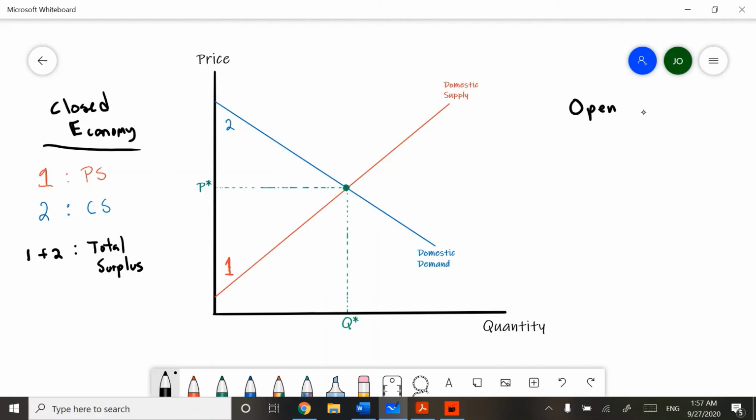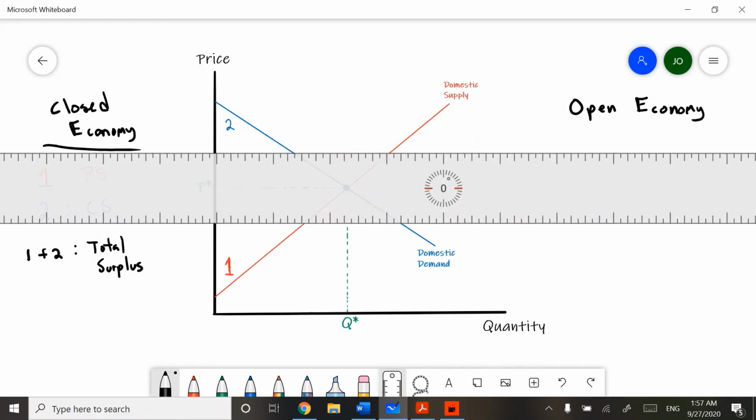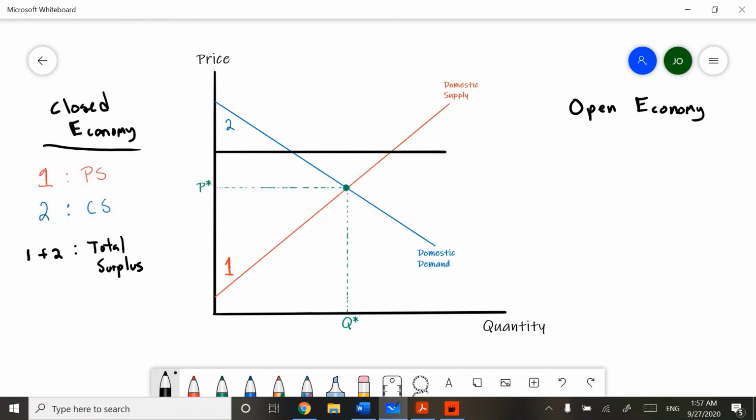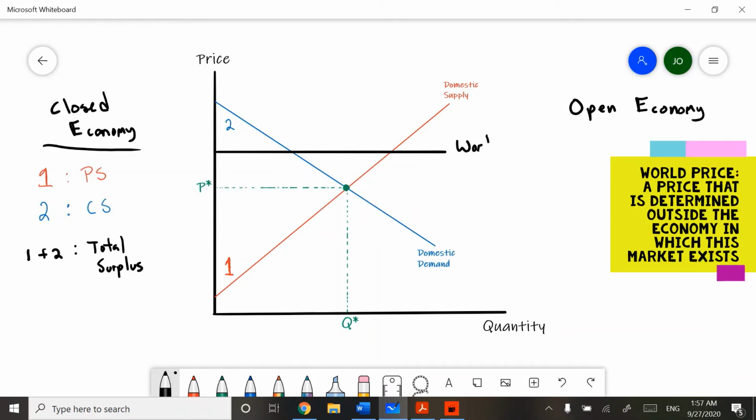Let's now open up the economy. What this means is that we're going to allow for a situation where international trade can happen between countries. Now, there are two things that could happen. The first is that the price of this product is higher outside of the country. This means the world price is above the equilibrium price that we see here on this graph.